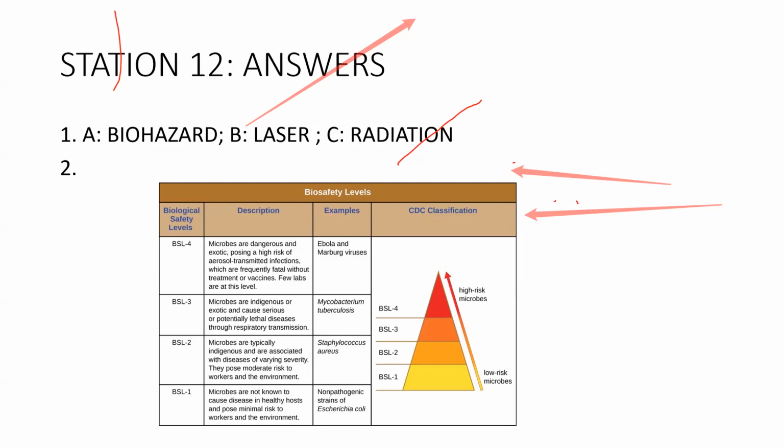With an example for each, there are different biosafety levels, 1 to 4. Level 1, you can go through this. In the CDC classification, the latest biomicrobes are included in biological safety level 1, and the high-risk Ebola and Marburg viruses are included in biosafety level 4. So these are some general questions you can expect, and you have to know about that.